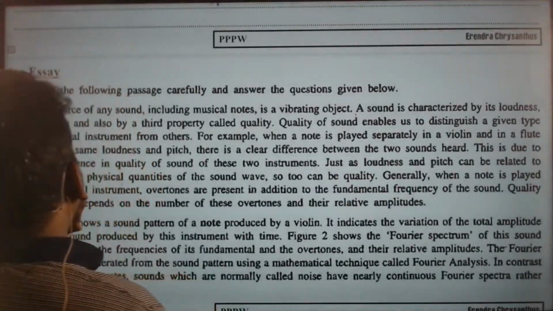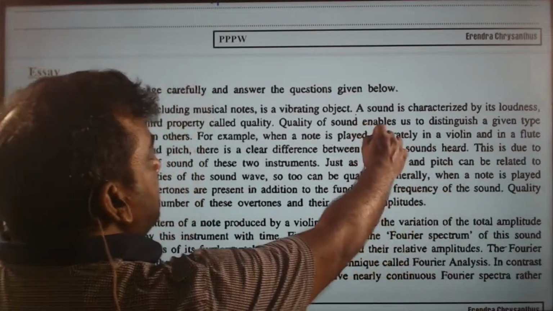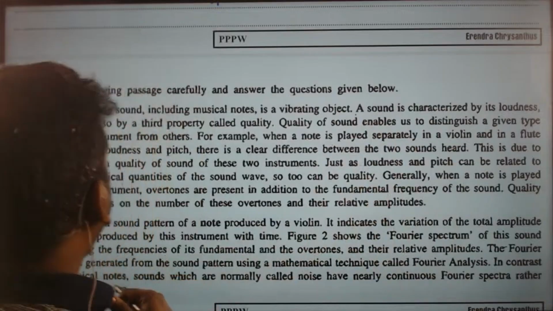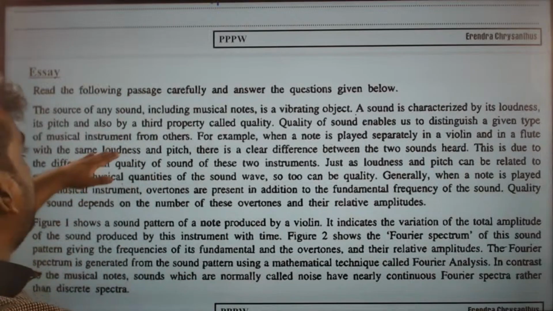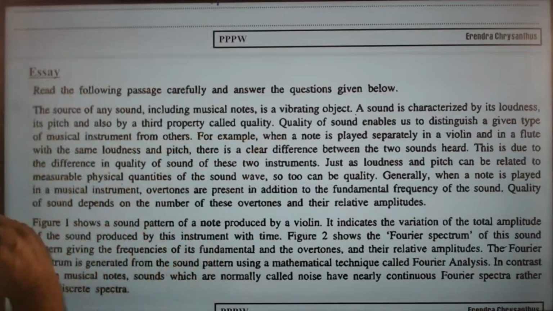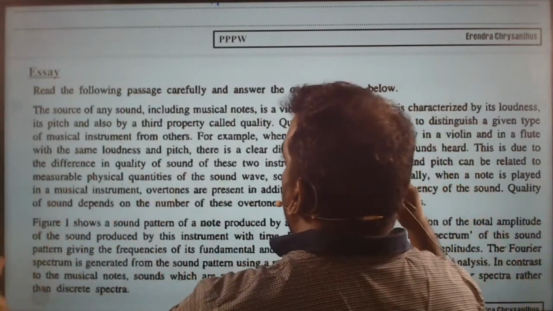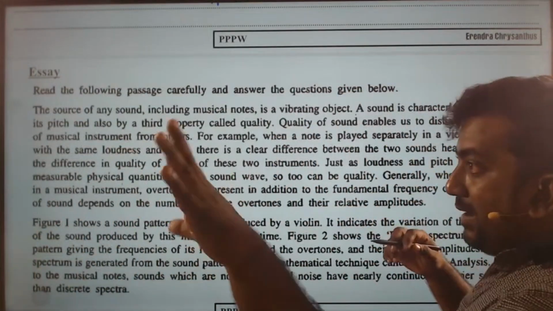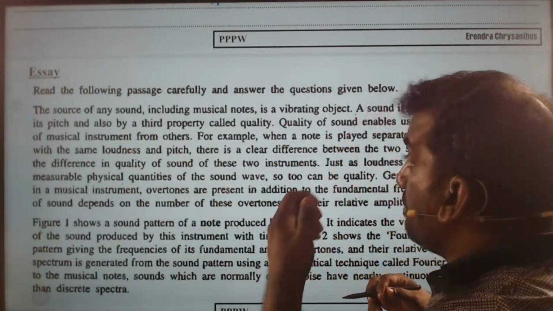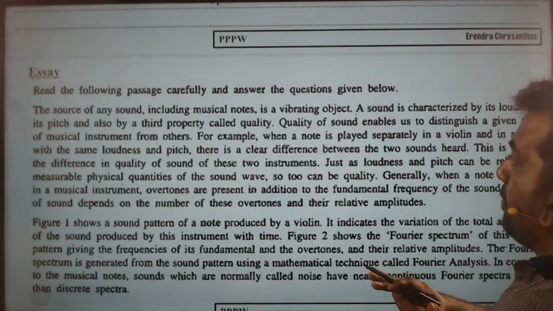So a source of sound, including musical notes, is a vibrating object. Sound is characterized by its loudness, its pitch, and a third quality called quality of sound, which enables us to distinguish one type of musical instrument from another. I gave the experiment, you can remember, of a violin and trumpet and piano. Quality of sound enables us to distinguish the type of instrument.